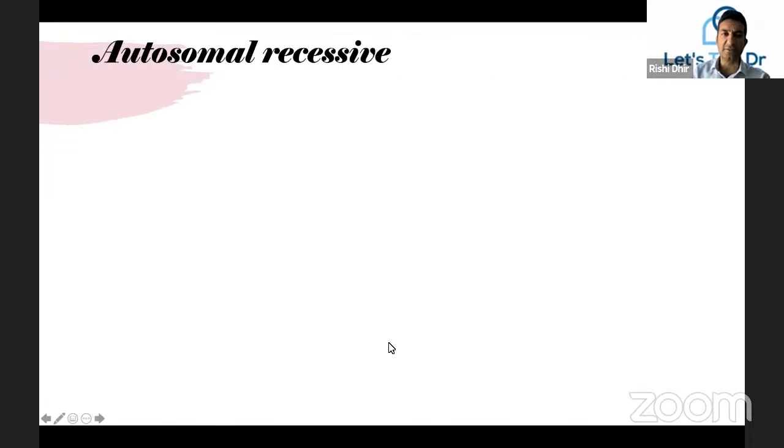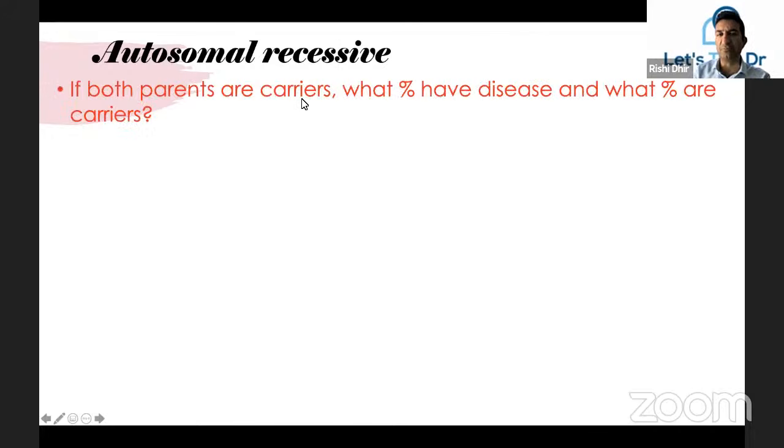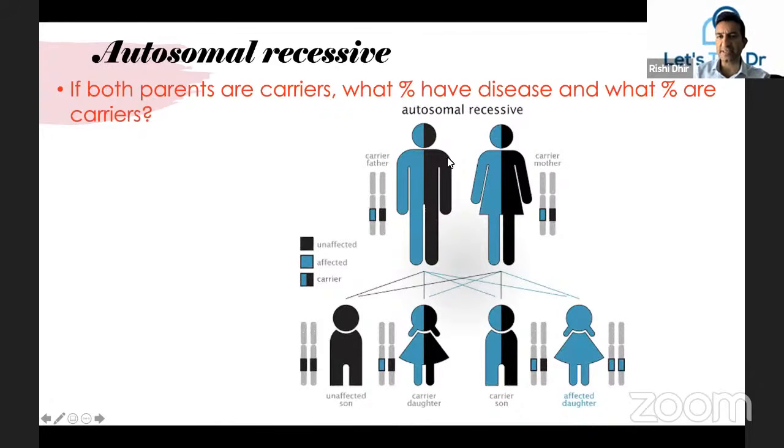And the question they might ask you is, if both parents are carriers, what percentage have the disease and what percentage are carriers, okay? So in this case here, let's say big H, little h, they've got the recessive gene, but they don't have the phenotype. So they're both carriers.